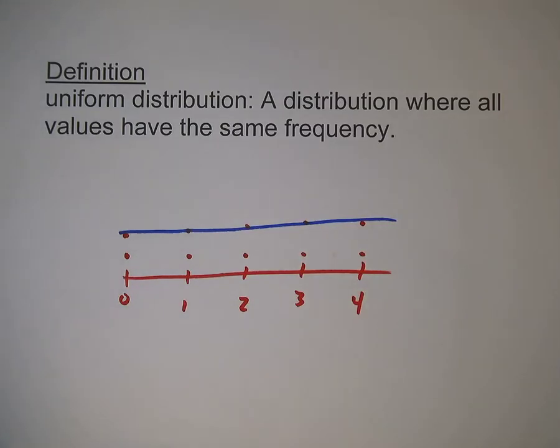Alright, so this tutorial has covered the symmetric distribution, a positively skewed distribution, a negatively skewed distribution, and a uniform distribution. So these are all important shapes that you'll see as you continue to make and look at these distributions. So that has been the tutorial on shapes of distributions.